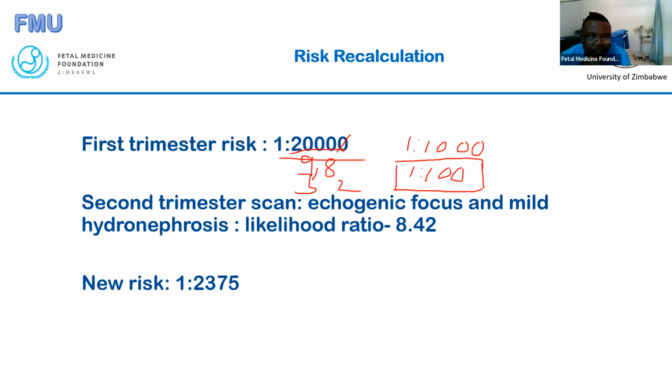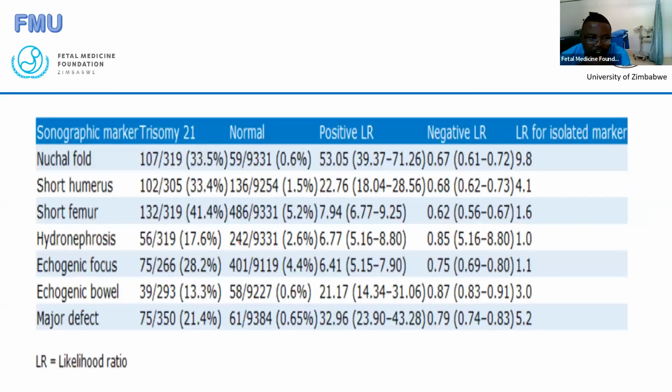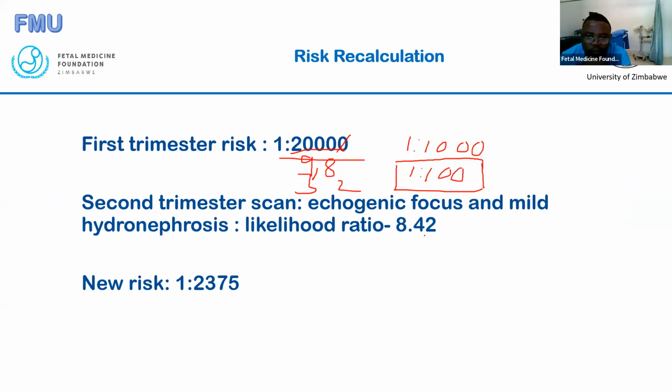I just used an example here of an echogenic focus and hydronephrosis. You can see that an echogenic focus and hydronephrosis are combined together, and we multiply with the negative likelihood ratio of the others which are absent. We are going to end up with a likelihood ratio of 8.42, and we will divide this into the a priori risk from first trimester, and we'll get a new risk of 1 in 2,335. It's still a low risk. That means you can offer the couple the option of doing nothing because their risk is low, because these are soft markers.